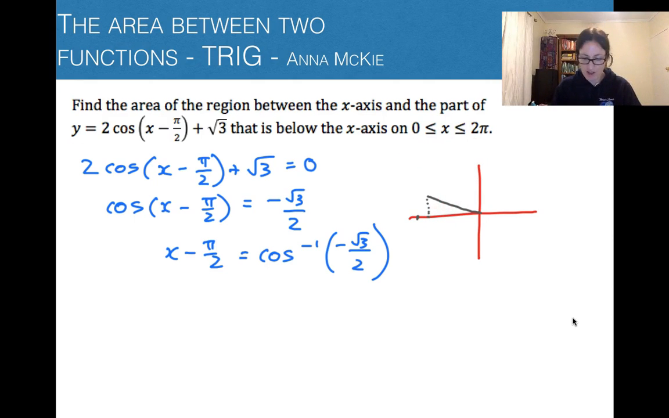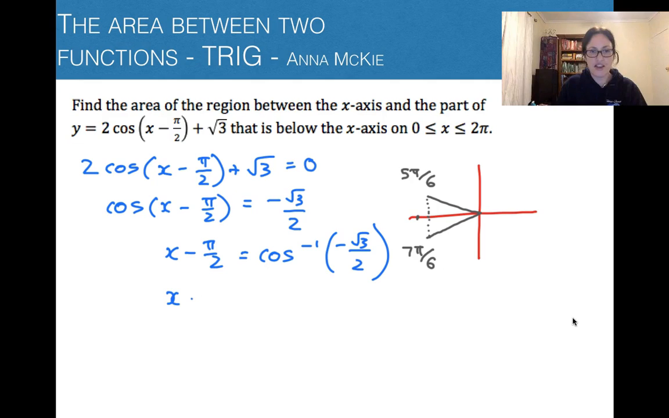There's another time that cos will be negative root 3 on 2, and it's here. So this first one is 5 pi on 6, which your calculator will tell you, but then you need to be able to work out what the other one is in the domain. So this is 7 pi on 6 there. So these are going to be our two values.